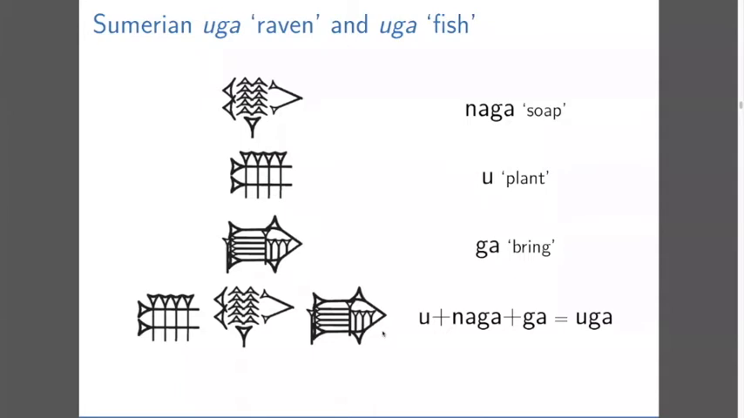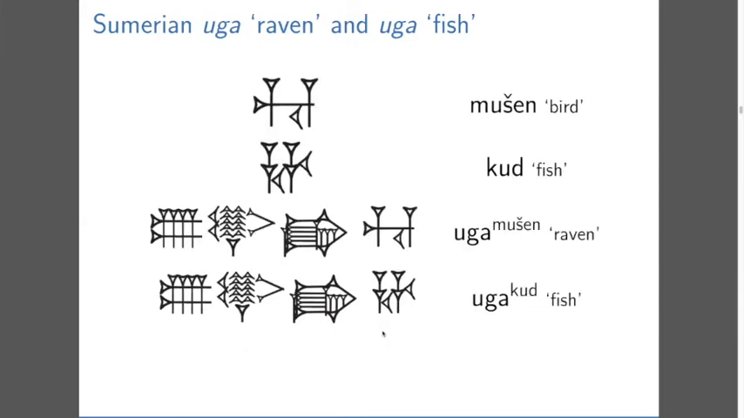This is just one way of writing words that are pronounced uga. And then if you want to distinguish raven from fish, you can put this sign mushen, which means bird, at the end of this uga, or you can put the kud, which means fish, at the end of the uga.